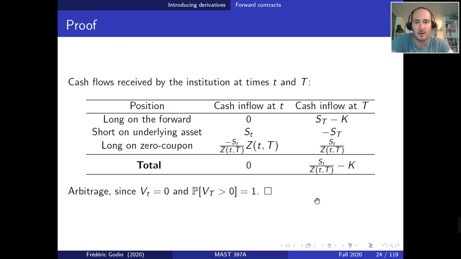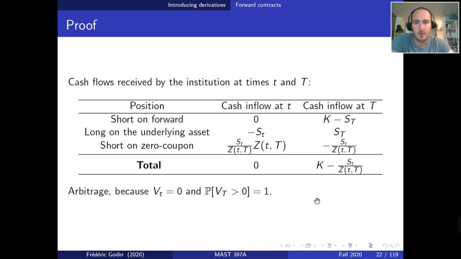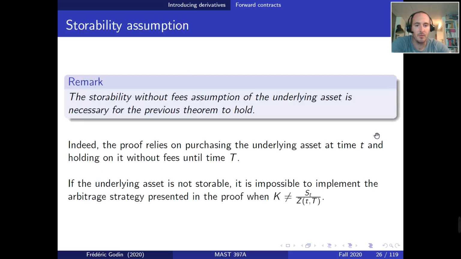So let's go back here. Okay, so here in the first case we've shown, we assume a long position on the underlying asset where you bought the underlying asset at time t and you held it until time T without cost. Okay, so if you cannot do that, if there are costs, for example, associated with holding the asset, then these costs would need to be included somewhere in that line here, and this would break the proof. Okay, so this is why the storability without cost of the underlying asset is necessary for the previous proof to hold.